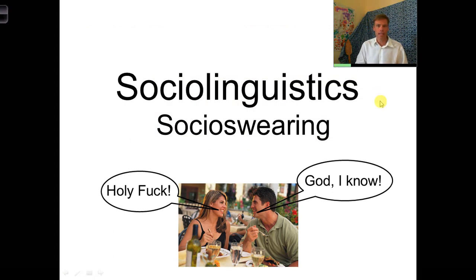So in this presentation, we're going to be looking at sociolinguistics. Sociolinguistics is about how social variables affect the way that we speak. Depending on your background, your ethnic background, your educational background, your socioeconomic background, your racial background, your gender, all of those different variables that make up society can have effects on the way that we speak, and here we're going to be specifically looking at the way that we swear.